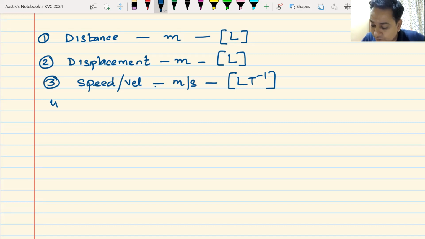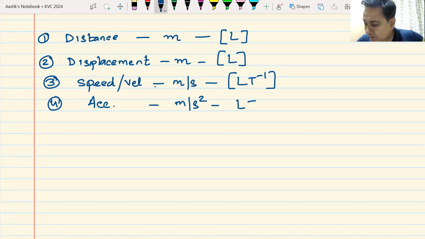The fourth one that we are going to do is acceleration. What is the SI unit of acceleration? Meter per second square. Now, can you tell me what is the dimension of this, gentleman? LT minus 2. So now you know how it is made.